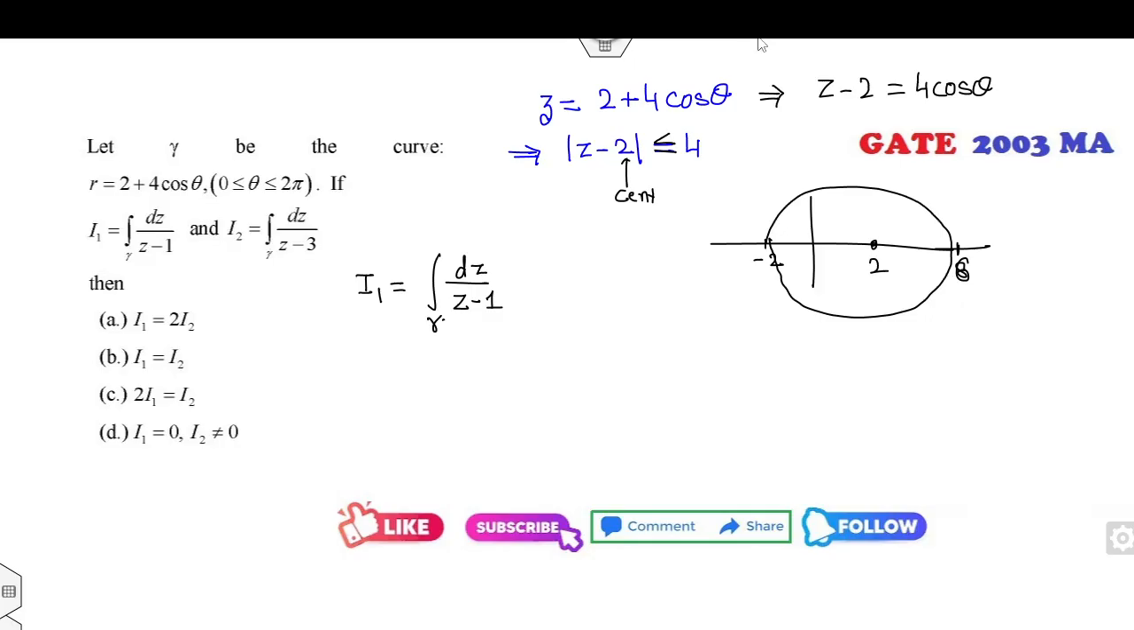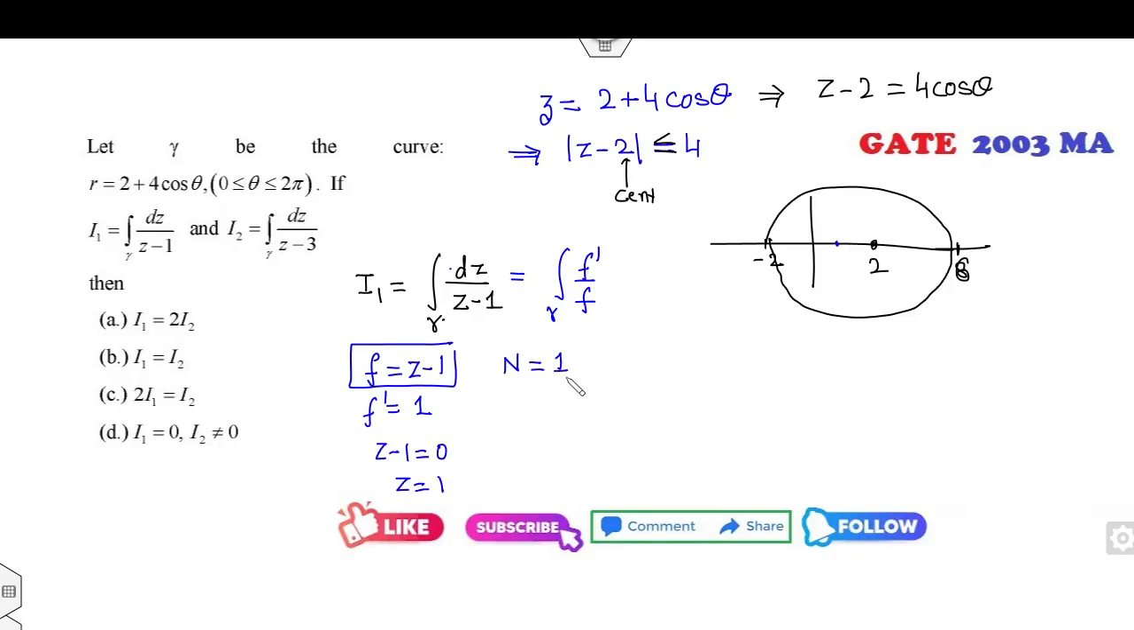Now clearly, if I consider f = z − 1, what is f′? It is 1. So basically this integrand is f′ over f over the curve. Can you find the number of zeros? For the function f, the zero is z − 1 = 0, z = 1, which lies inside. So it is 1. Can you find the poles? Because there is no denominator, the number of poles is 0.